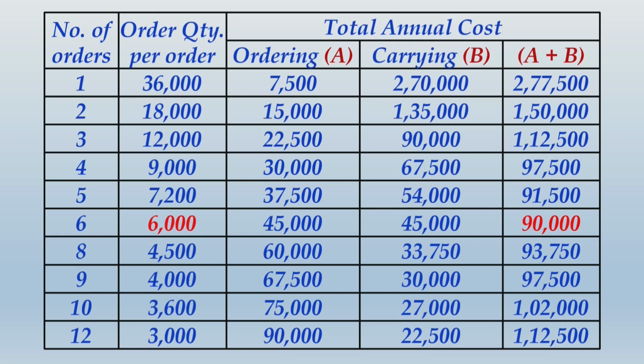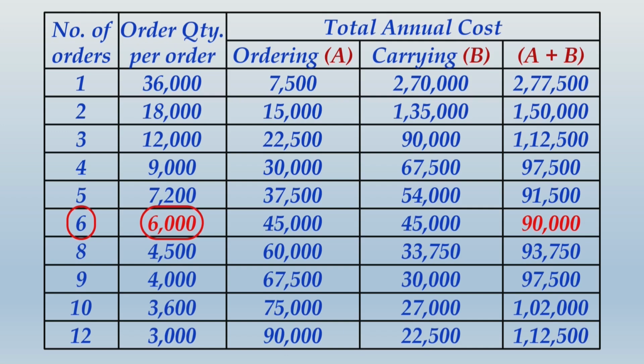I hope you understand that the lowest cost is what we are targeting, and it is happening at the quantity of 6,000. So we declare that this 6,000 quantity should be considered the economic order quantity, and that will require you to place 6 orders in a year, because the total quantity we require during the year, our annual requirement, is 36,000. To fetch that, we must have an order quantity of 6,000 per order, and the number of orders placed during the year should be 6.